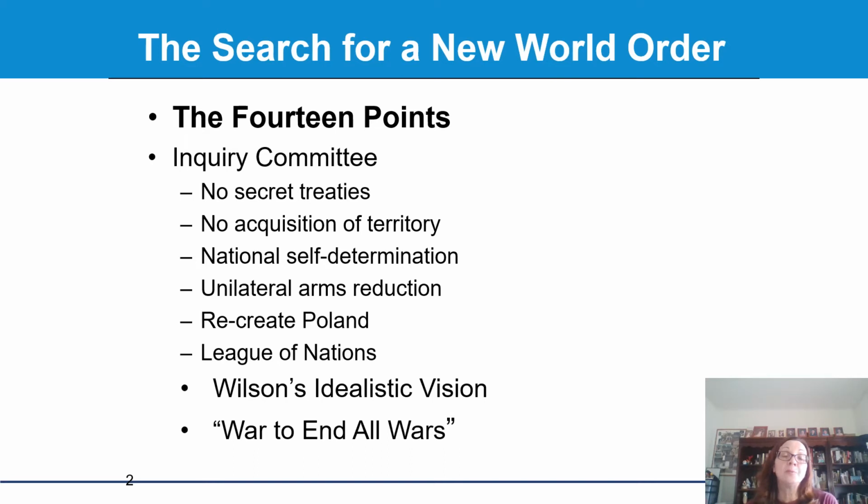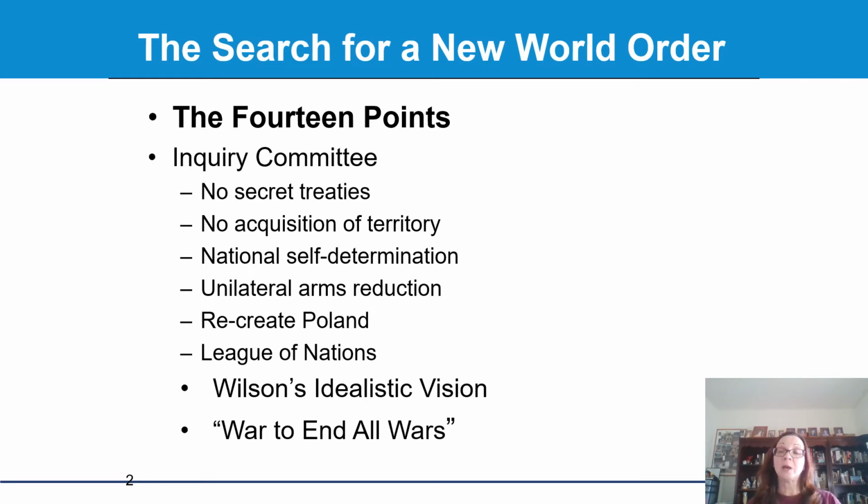The 14 points were really an idealistic vision that Woodrow Wilson had of ending war in the world. So World War I is sometimes referred to as the war to end all war. And though there are 14 points, we're not going to talk about all of those. We're just going to hit the highlights of the major points. The first one of these is no secret treaties. Open diplomacy, openly arrived at.